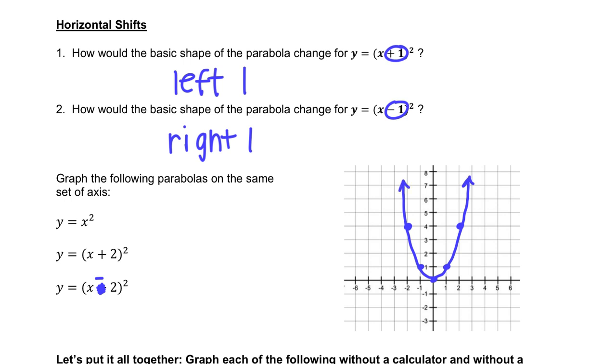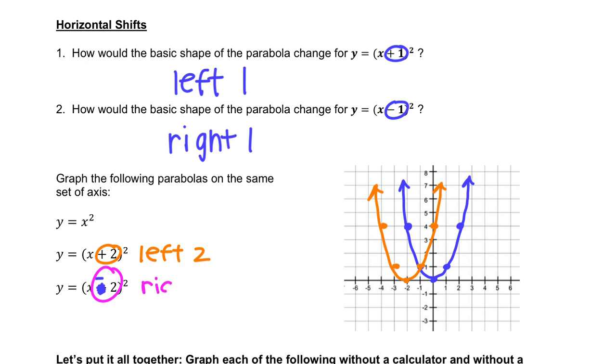Okay, so here is my parent function, my original function. In the second equation, it's a plus 2, so that means I'm going left 2. So all of my points are going left 2, left 2, left 2. But if it's outside of parentheses, it's up or down. If it's inside, left or right. Yep.